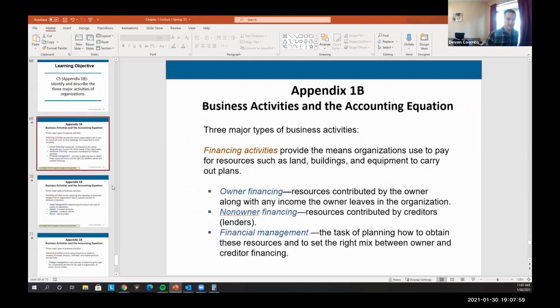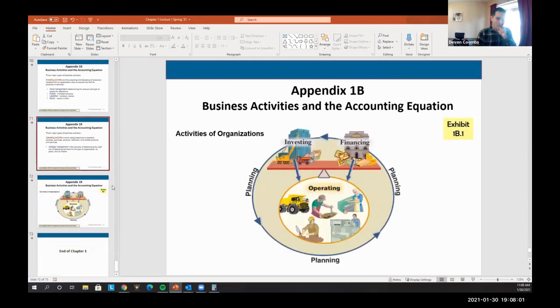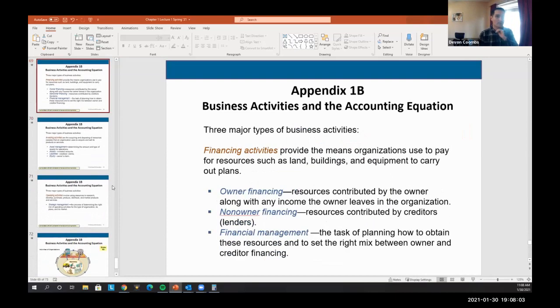Next, business activities and the accounting equation. This was on the statement of cash flows. And so I want you, you're going to have to learn this, so just start thinking about it now. We have 3 different things that businesses really do, right? We operate, we get money through those operations, we can get money through financing, or we can get money through investing.